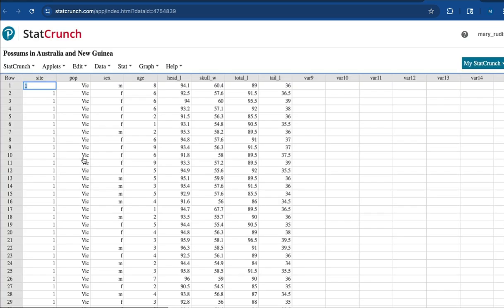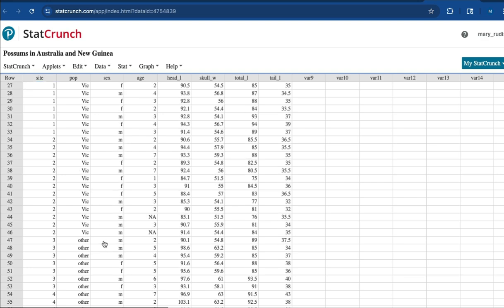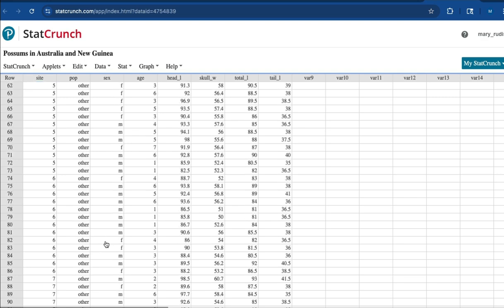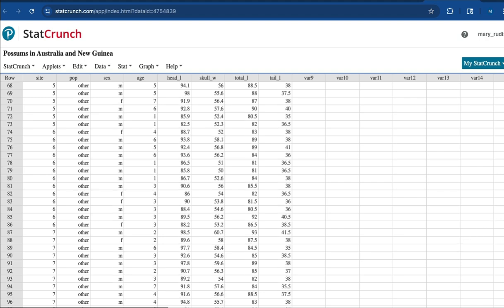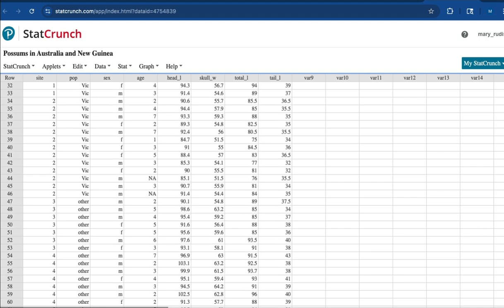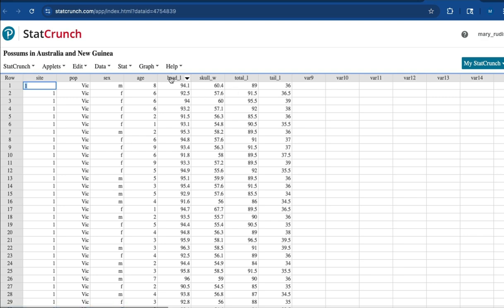So we're looking at well over 100 possums here. There's like 104, I think. If we scroll all the way down, there's 104 possums represented in this data set. There were 4 measurements taken. These are also a mix of male and female possums, in a wide variety of ages. I'm not sure if these are months or years. I'm assuming they're years. And then you have head length, skull width, total length, and tail length.